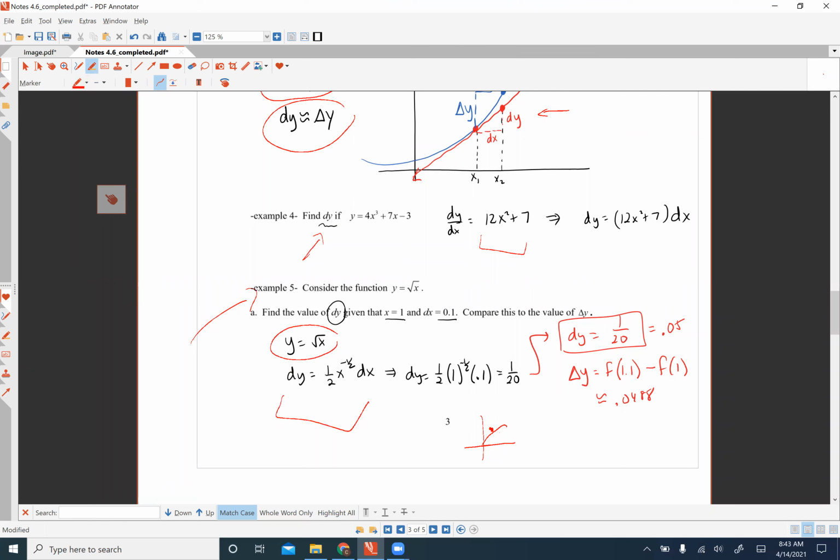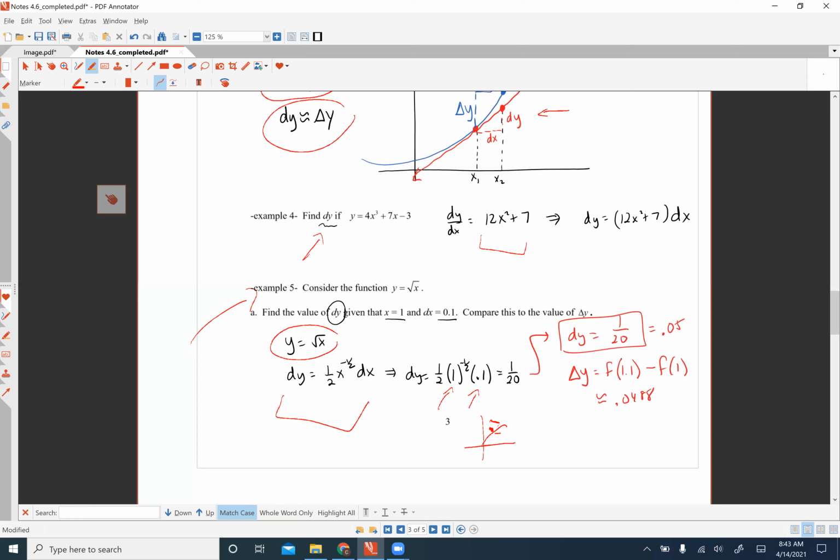But we start at 1, and then we're going to go over just 0.1 units to the right. What would this difference be? How far do we go up from 1? We start at 1, we go 0.1 units to the right. So now we're approximating how much the square root function changed.